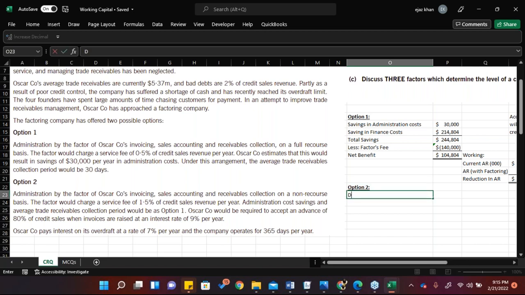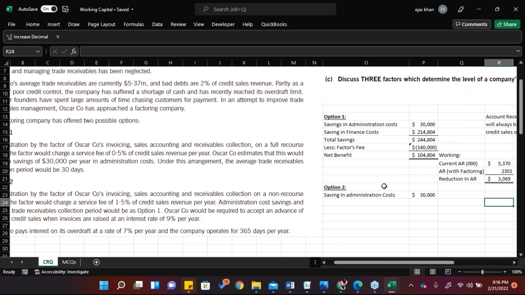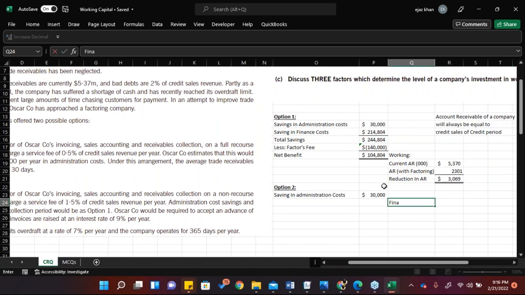In option two, we will again have savings in administration cost, and it will be the same, $30,000. And let us calculate finance cost. In case of option two, let us see what will be the finance cost.